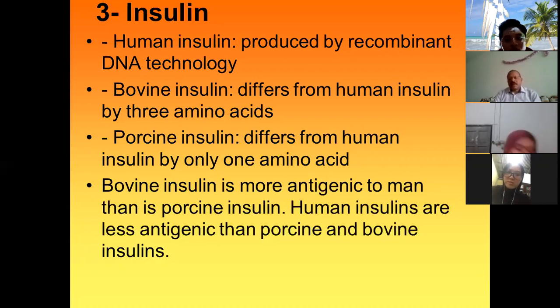Human insulins are less antigenic than porcine and bovine insulin. So we prefer human insulins over the old animal insulins, whether bovine or porcine, because they are highly similar to the natural human insulin and cause less antigenicity or hypersensitivity reaction.